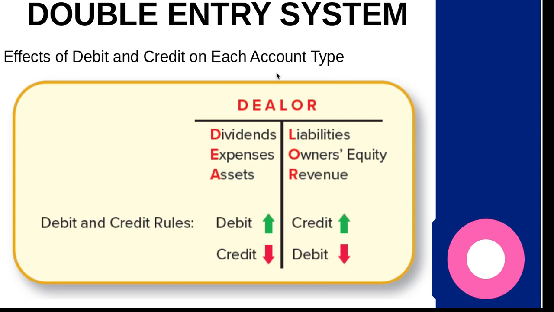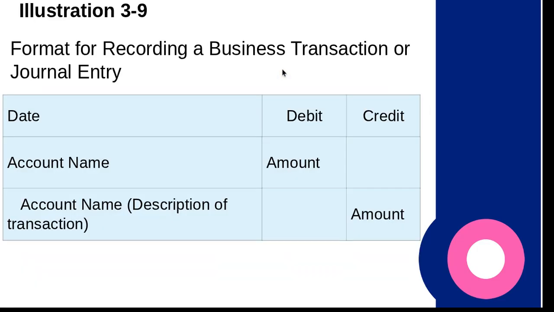So when we are talking about the double entry system, we are talking about recognizing who is to be debited and who is to be credited in this accounting. I have some explanation for that. Let me go to the next slide.